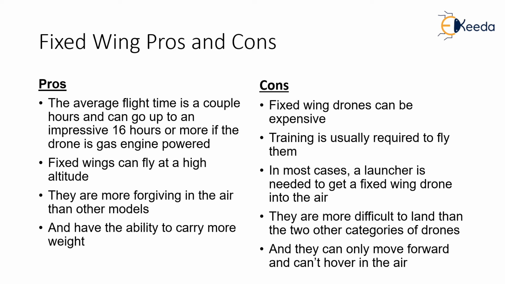And finally, as explained earlier, fixed wings cannot hover in a particular place. They need to continuously move. These are the advantages and disadvantages of a fixed wing. Now let's look at the advantages and disadvantages of a multi-rotor.